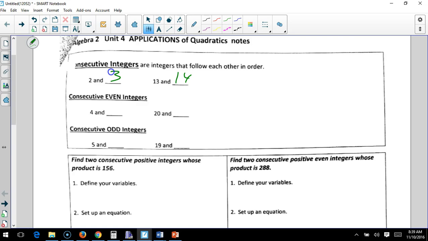What's the next number? It's like a kindergarten question. What comes after 5? 6. Okay, that's the consecutive integer. They just don't use the term. Consecutive even integers means the next even integer. Okay?